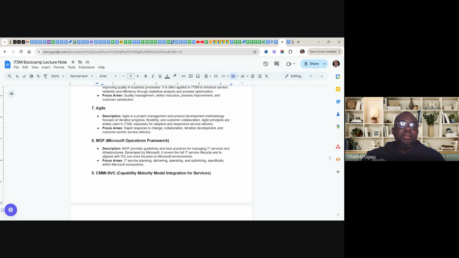Then number 9, CMMI, Capability Maturity Model Integration for Services.